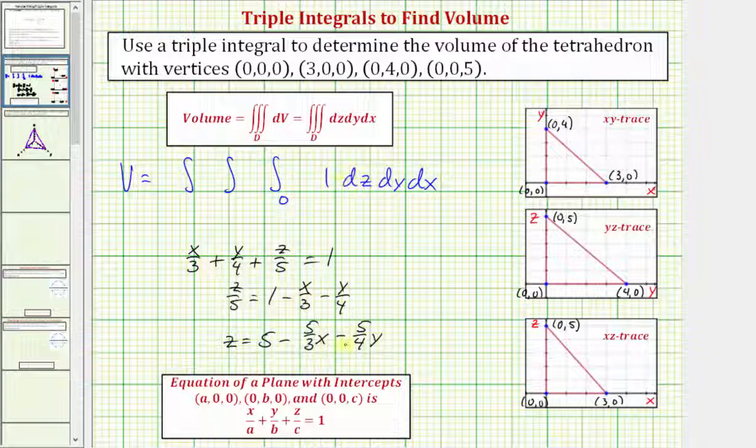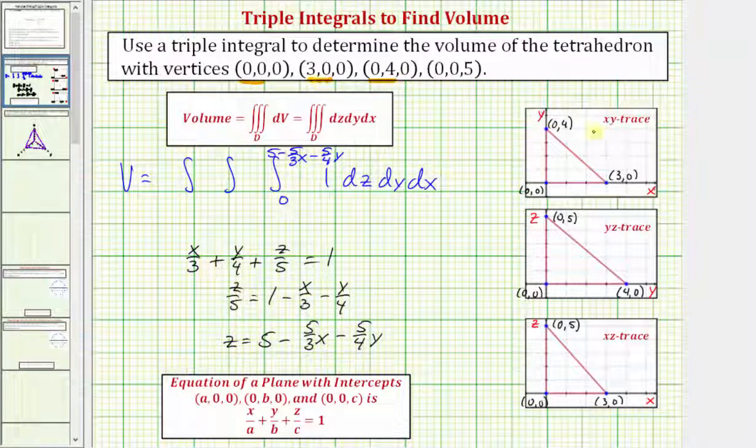And notice how we have z expressed in terms of x and y. So we have 5 minus 5/3 x minus 5/4 y. And now we need to find the limits of integration for y and x. To do this, we'll want to have the xy trace. In general, to determine the xy trace, we set z equal to 0. So notice if z is equal to 0 for these 4 points, we'd only have 3 points to consider, (0, 0), (3, 0), and (0, 4).